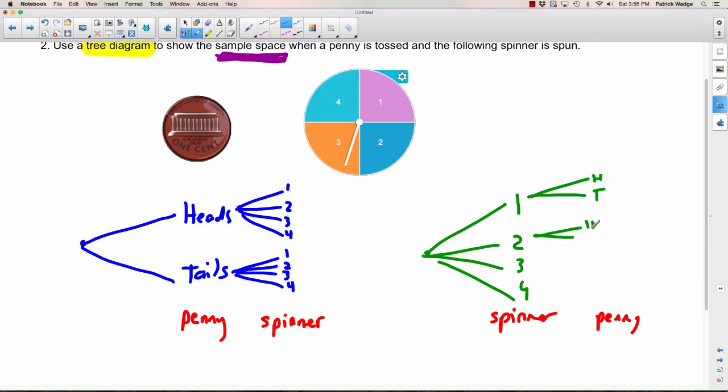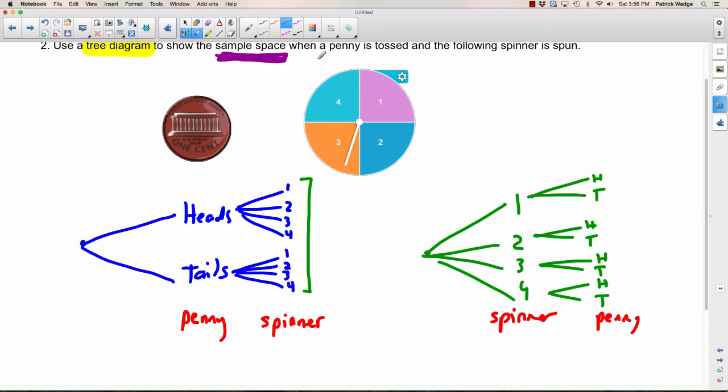Either heads or tails. If I got a 3, either heads or tails. If I got a 4, either heads or tails. Okay, so a few things we can now tell. You could tell me how many outcomes there are. To find the number of possible outcomes, you look on the right hand side here and you just count 1, 2, 3, 4, 5, 6, 7, 8.